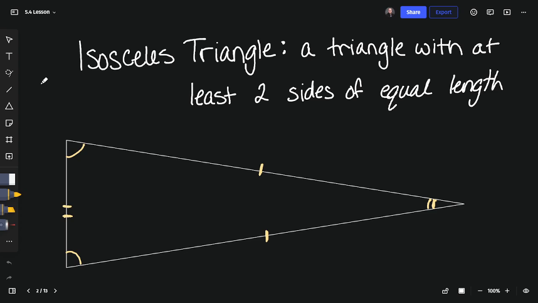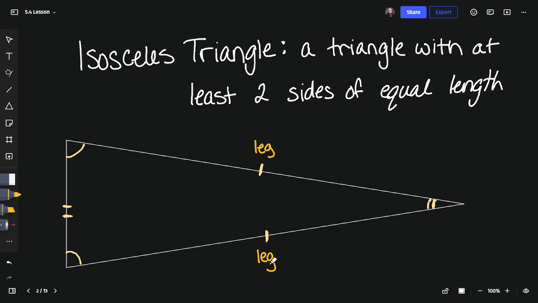So first up, we have to know what isosceles and equilateral triangles are. So an isosceles triangle is a triangle with at least two sides of equal length. And it has a couple different components that we're going to label here. The legs are the two congruent sides of the isosceles triangle. So that would be this one and that one.